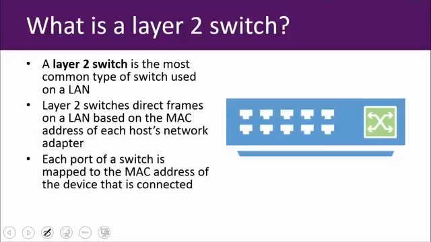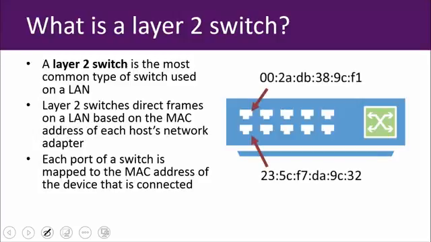Okay. All right, so we talked about what a switch is, but what's a layer 2 switch specifically? A layer 2 switch is the most common type of switch that's used in a local area network. And like I mentioned previously, they direct frames on a LAN based on physical addresses or MAC addresses. Each port of a switch is mapped to the MAC address of the device that's connected. So a little bit redundant there, but pretty good information, right?